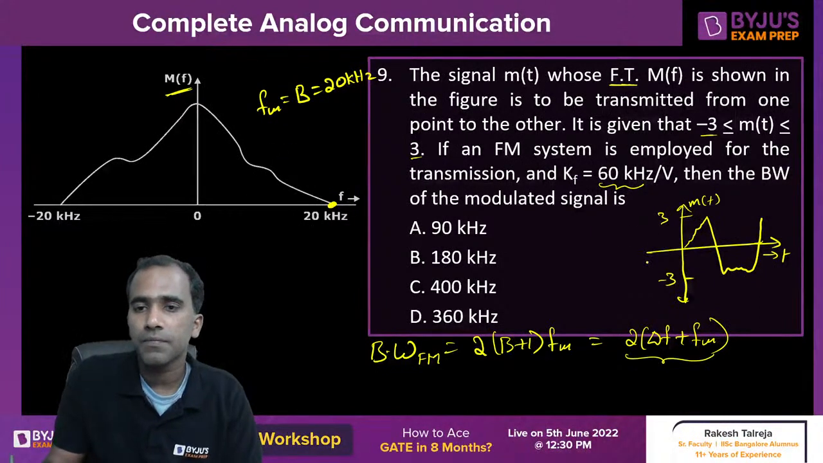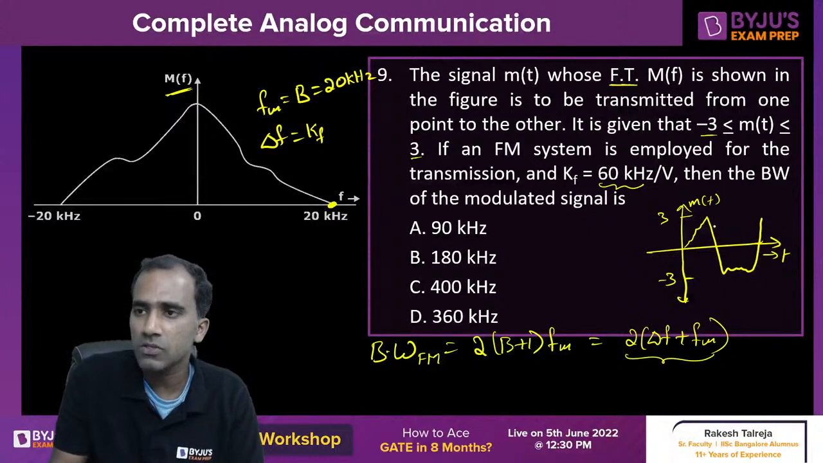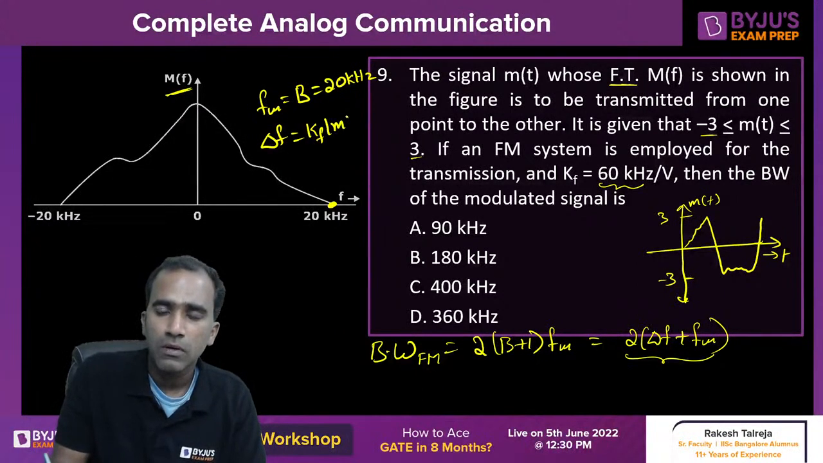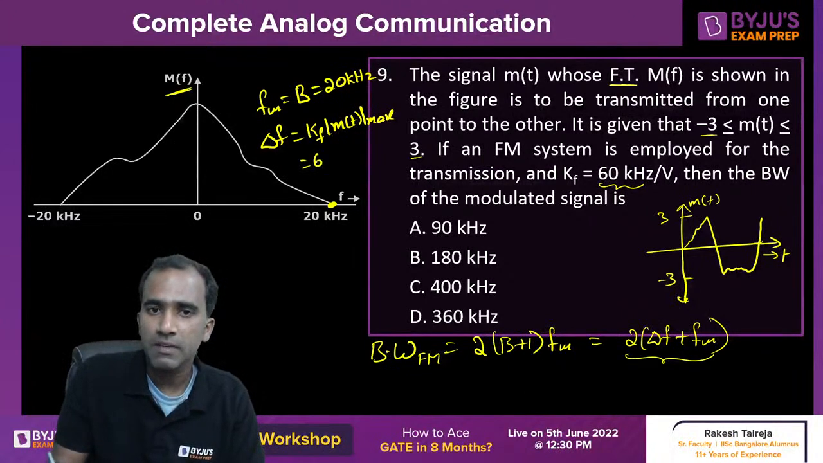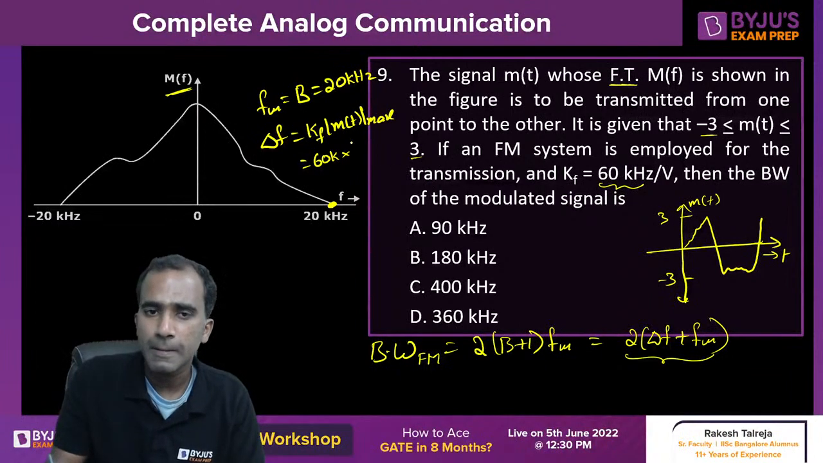Next, frequency deviation. How do we find frequency deviation? There are two formulas for it. Kf into Am is one formula, or Kf into mod m of t maximum. Kf into Am is valid for the single tone case, but here the message is not given as a single tone or sinusoidal message. So Kf into mod m of t maximum is the general formula for frequency deviation. Kf is given as 60 kilohertz per volt, and the message takes voltages from -3 to +3 it seems. So the maximum magnitude of the message is 3. So it is 180 kilohertz.